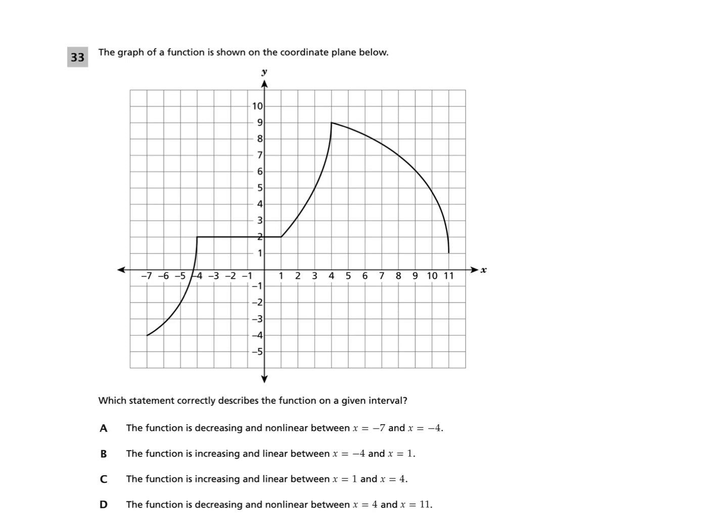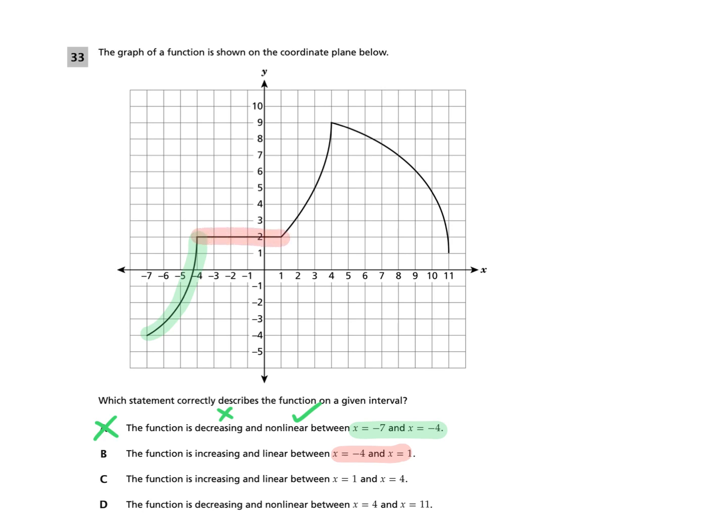33. The graph of a function is shown on the coordinate plane below. Which statement correctly describes the function on a given interval? So A says the function is decreasing and nonlinear between -7 and -4. So let's look at -7 and -4. I'm just going to highlight that in green, and that does not look like it's decreasing. It's definitely nonlinear, so I'm going to give the nonlinear part a check, but the decreasing part an X. So both parts have to agree. That's gone. Bye-bye.